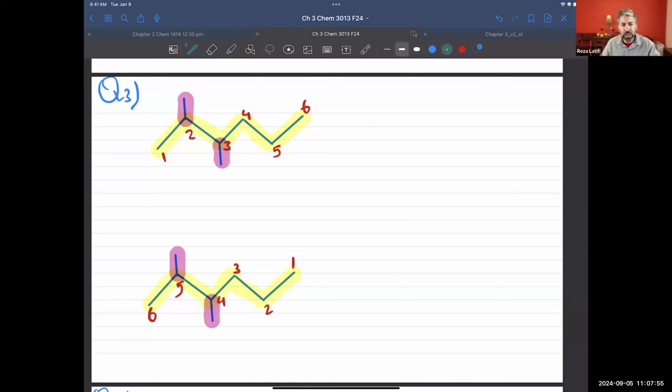Let's name the top one. The top one says that on the 2nd and the 3rd carbon you have a methyl group. So you will say on the 2nd. Do I have one more methyl? Yes, you put a comma. When do I use a comma? When you want to say I have identical substituents. So a comma for identical substituents. On the 2nd carbon and 3rd carbon, I have identical substituents. You put a dash, and then you say dimethyl.